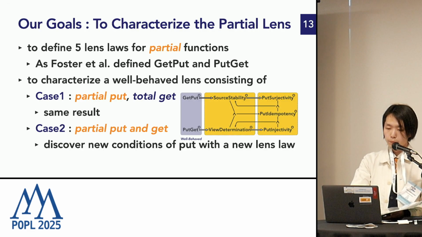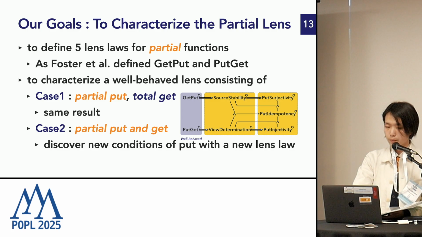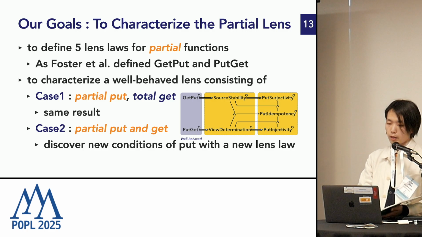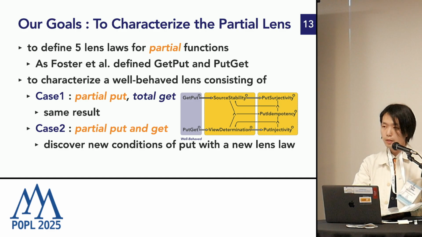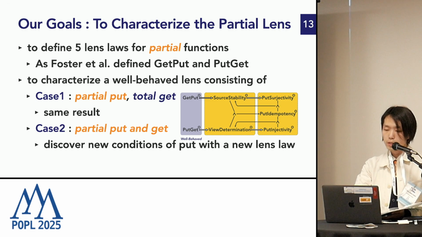So in our paper, we aim to characterize lenses consisting of partial functions as Fischer et al. did. Before the characterization, we define 5 lens laws for partial functions. After that, we characterize the partial lens in 2 cases. One is the case where only the put is partial, while the get is total. In this case, we show that the similar conditions given by Fischer et al. hold. The other is the case where both get and put functions are partial. In the latter case, we show that the similar condition does not hold. Therefore, we introduce a new lens law and discover the new conditions with it.